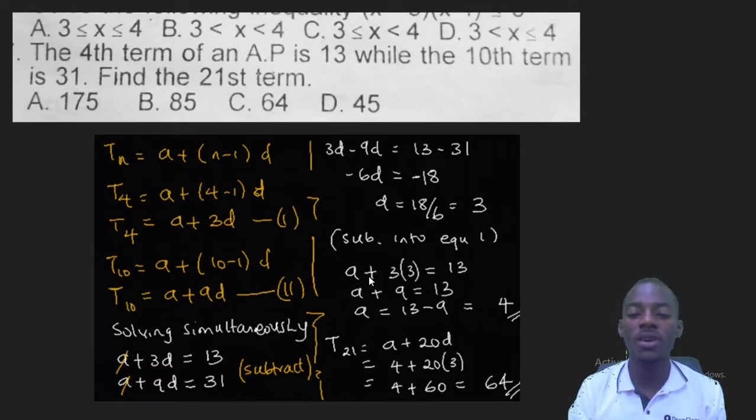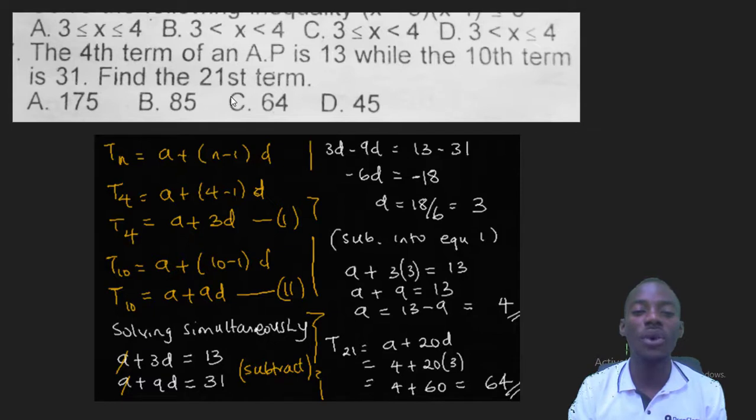So we have a plus 3 times 3 equals 13. 3 times 3 is 9. a plus 9 equals 13. a equals 13 minus 9. a equals 4. So my a is 4 and my d is 3. And that is my answer.